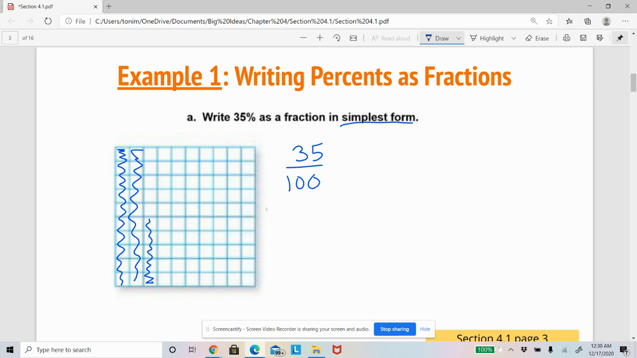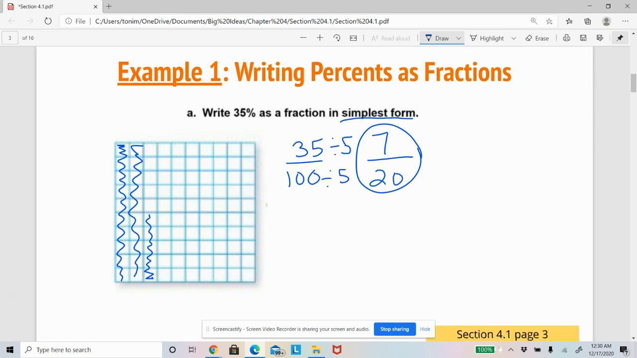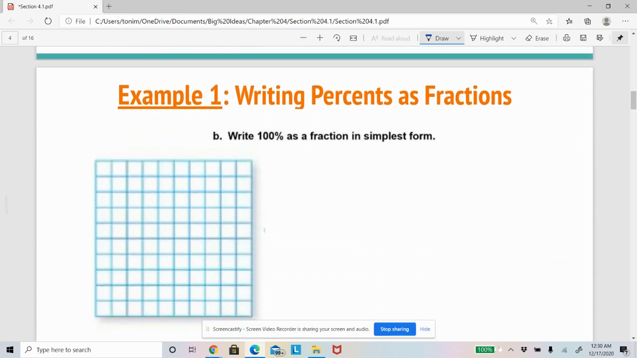They did ask you to write it in simplest form. So remember, when you're simplifying it, what number goes into both of them evenly, and it is 5. So you're going to divide both by 5. So 35 divided by 5 is 7, and 100 divided by 5 is 20. So your answer is 7/20. And that's 35% as a fraction in simplest form.